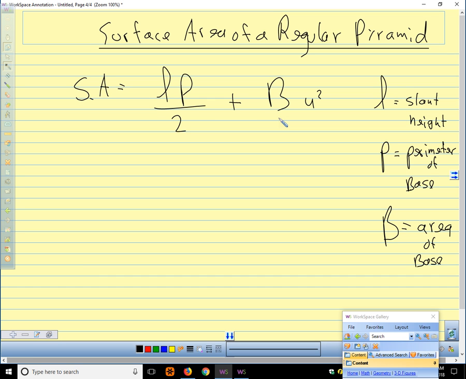And just like with prisms, the perimeter of the base depends on the shape of the base. The area of the base depends on the shape of the base. All right, questions? All right, let's look at a couple of examples.